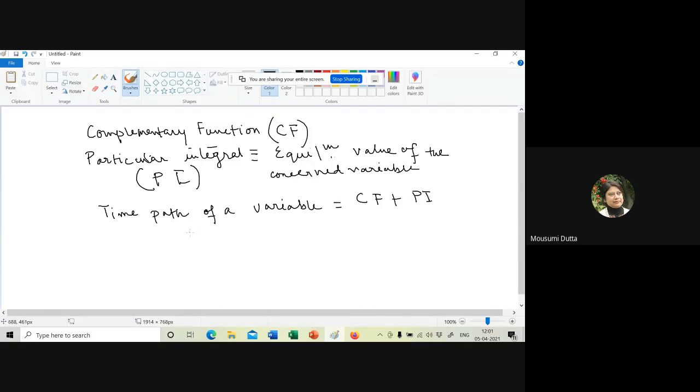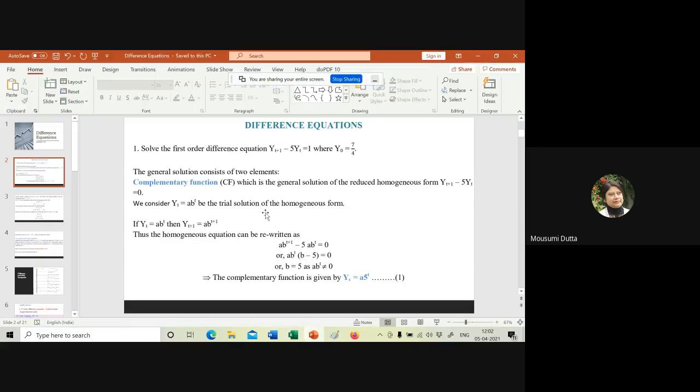Okay, so if my concerned variable is Y, and we need to find out the time path for Y, we actually need to solve this equation: Yt is equal to CF value plus PI value. If I want to find the time path for price, again from the model, we have to solve for the CF path and the PI path, and the final time path will be given by Pt equal to the CF component plus the PI component. Both components are very important to derive the time path mathematically. So we need to learn how to derive the complementary function part for the concerned variable and how to find the equilibrium value of the variable, or the PI part. First we will learn how to find the complementary function part.